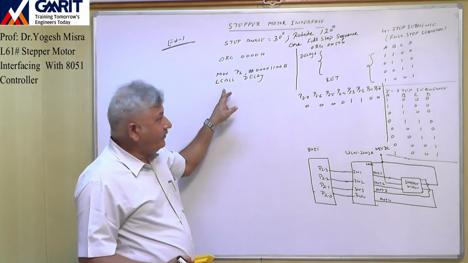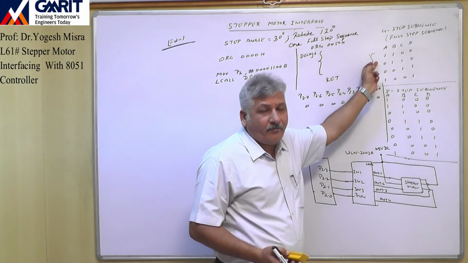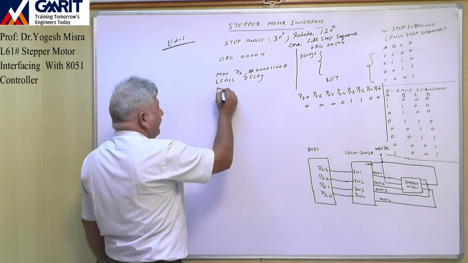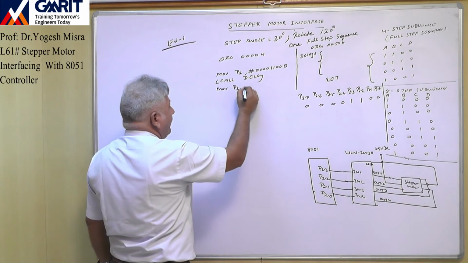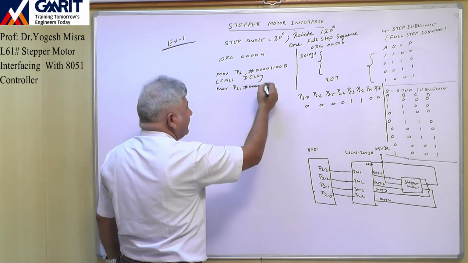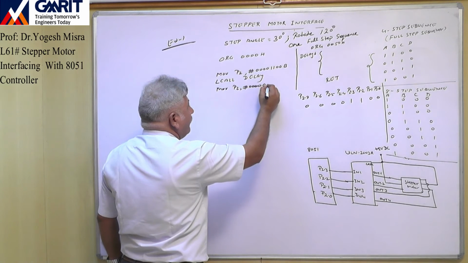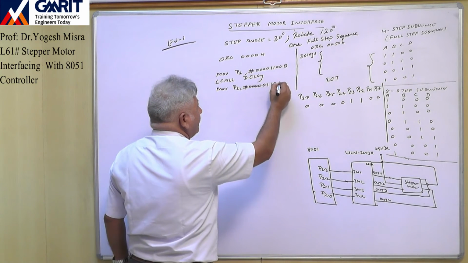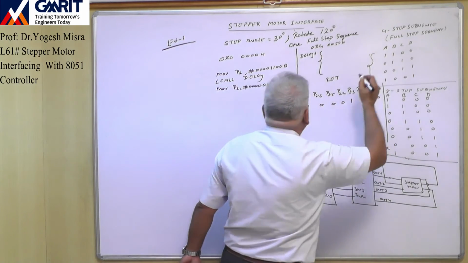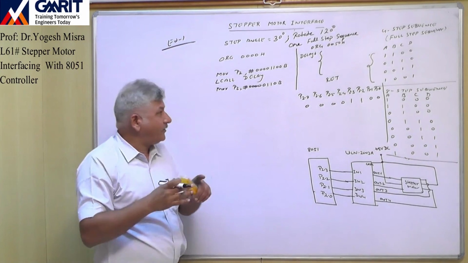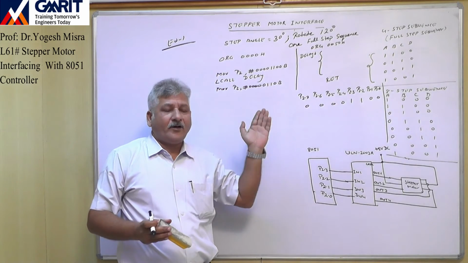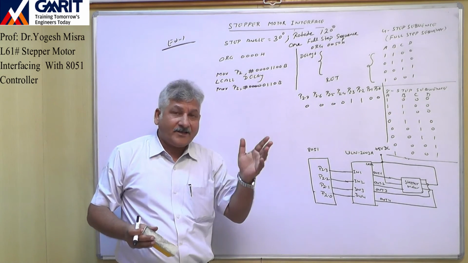Now we have to send the second step of the full step sequence. So now move P2, hash 0, 0, 0, 0, these are the higher 4 bits, then 0, 1, 1, 0. This is the next sequence, 0, 1, 1, 0. Again after sending this sequence, immediately the motor will rotate another 30 degree. So by now the motor has rotated 60 degree.